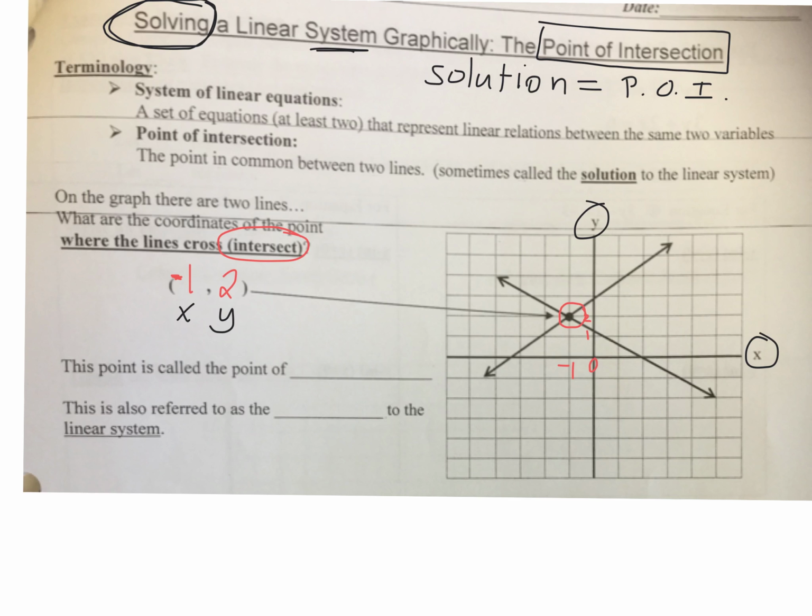So this point is common between the two lines. That means x, y is a point on line A, and it's a point on line B, correct? So this point is called the point of, fill in the blank here? Intersection, good.